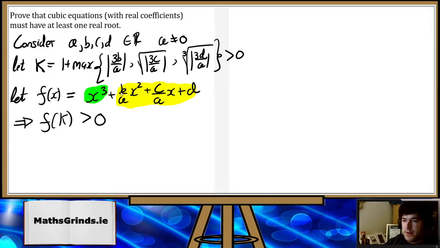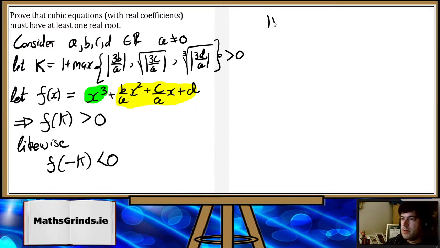So let's suppose, for example, b, c, and d are all negative. In terms of size, this will be bigger than these three combined because of my construction of k with the 3 in the numerator, and you're picking the biggest one out here and adding 1. And likewise, f of minus k will be negative.